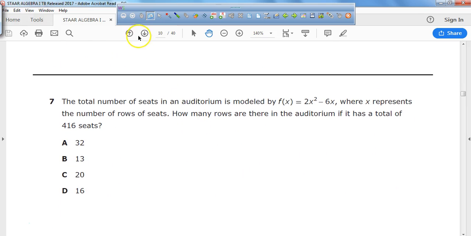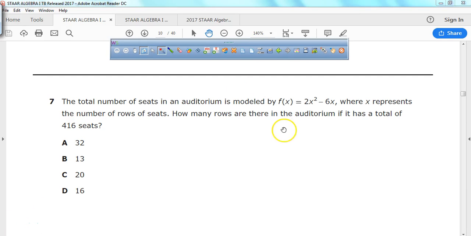Alright, number 7. I know I'm taking some time on these, so I just want to make sure you know how to do them. It says the total number of seats in an auditorium is modeled by this function, where x represents the number of rows of the seats.